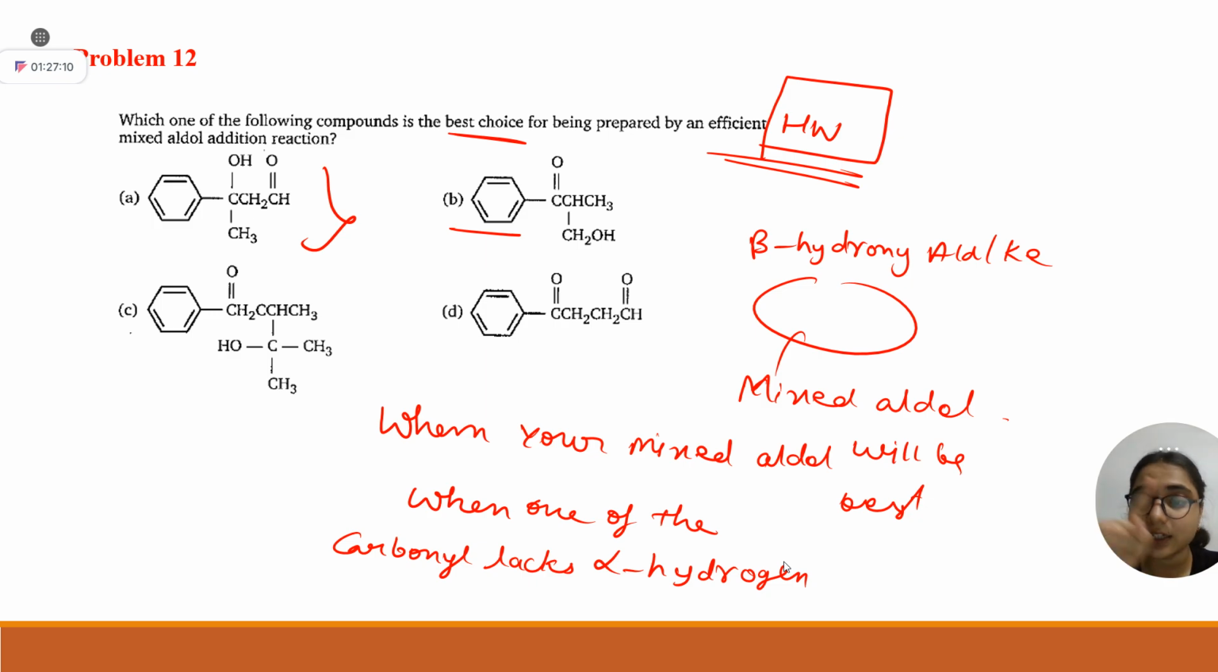I have told you in the last class. You draw the starting materials for this. What will be the starting materials for formation of these compounds? Then see in which two components one is lacking alpha hydrogen. That will be the most efficient mixed aldol reaction. I hope you understood how to start solving this question. If not, I will explain in the next class. Okay? Students, ma'am understood now what hint I have given to you? Yes, ma'am. Okay.